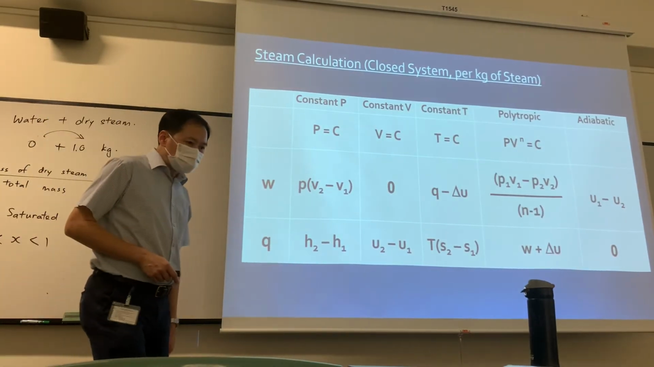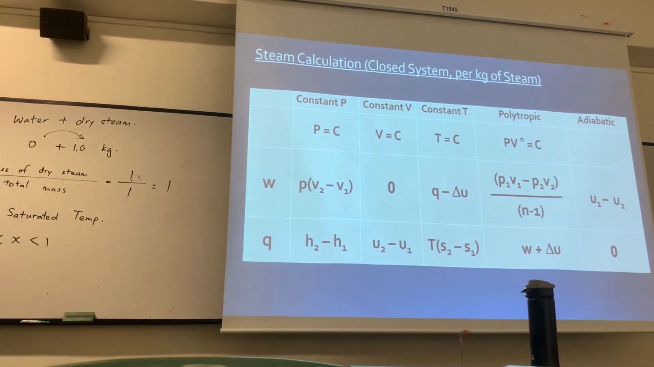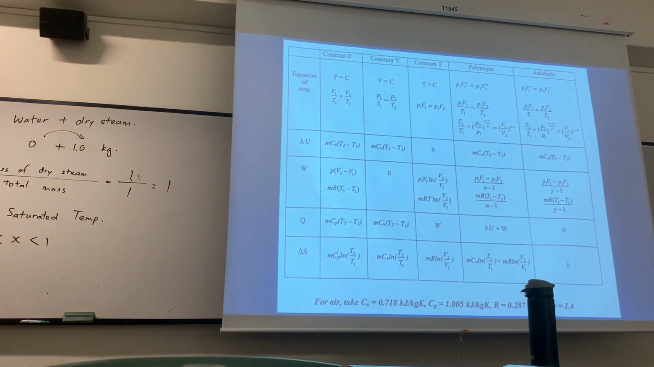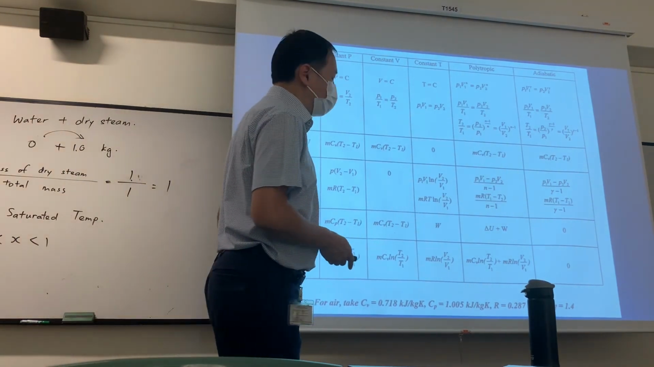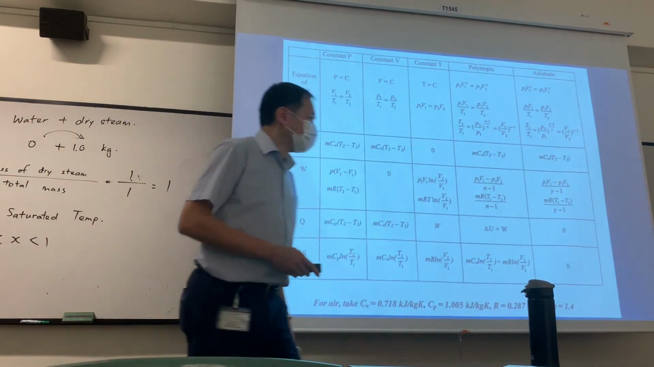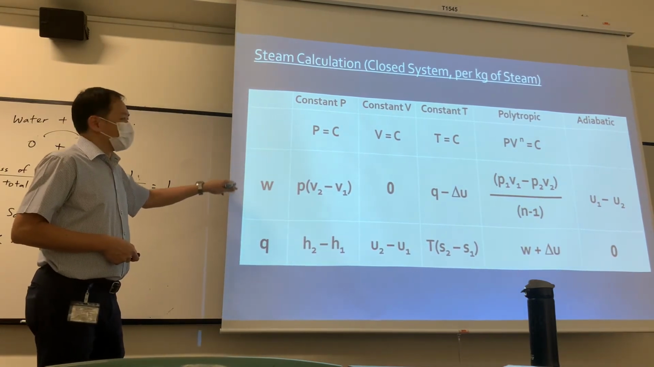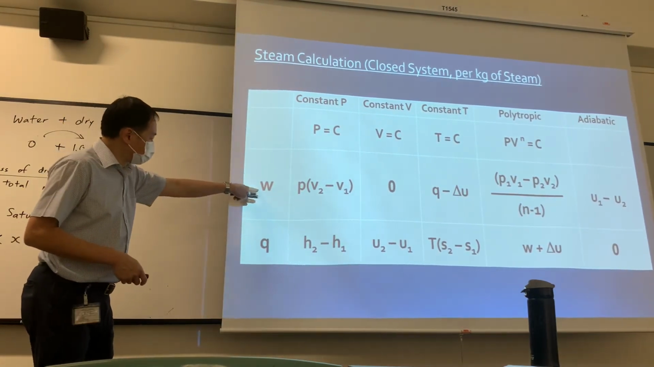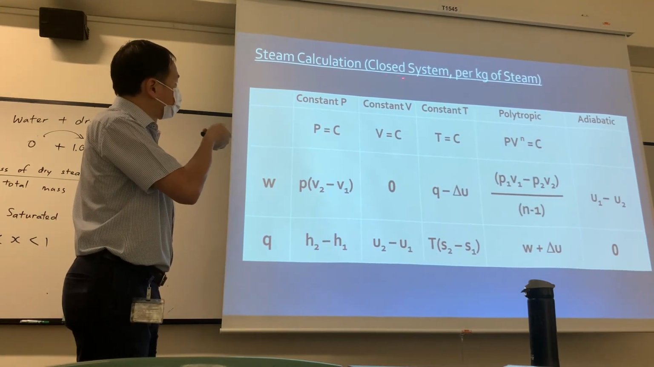Okay, for calculating steam, just now I said you cannot use the perfect gas equation anymore. This one cannot be used for steam. But if I want to calculate the work done and the heat transfer, what can you do? You can use this table. This table calculates the work done and heat transfer for a closed system of steam process.